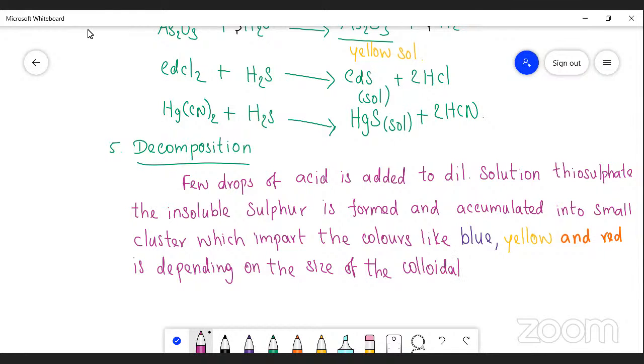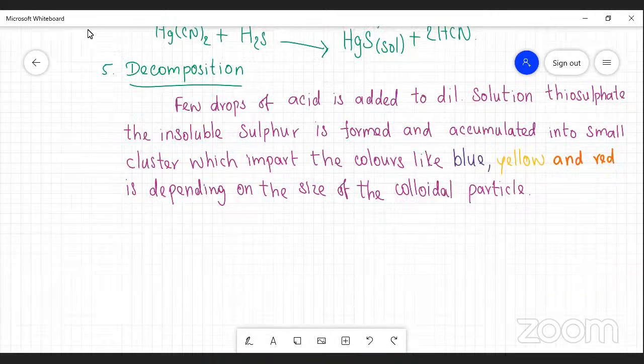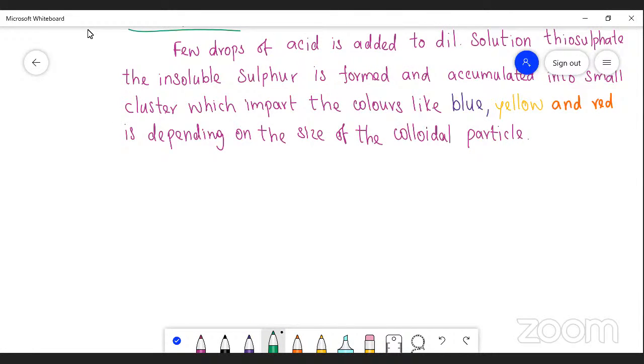So various sizes of colloidal particles will produce various colors. Here we have prepared blue, yellow and red colors. We are taking the reaction of sodium thiosulfate, that is Na2S2O3. The ionic reaction: thiosulfate is S2O3 2-, so it is a thiosulfate ion.